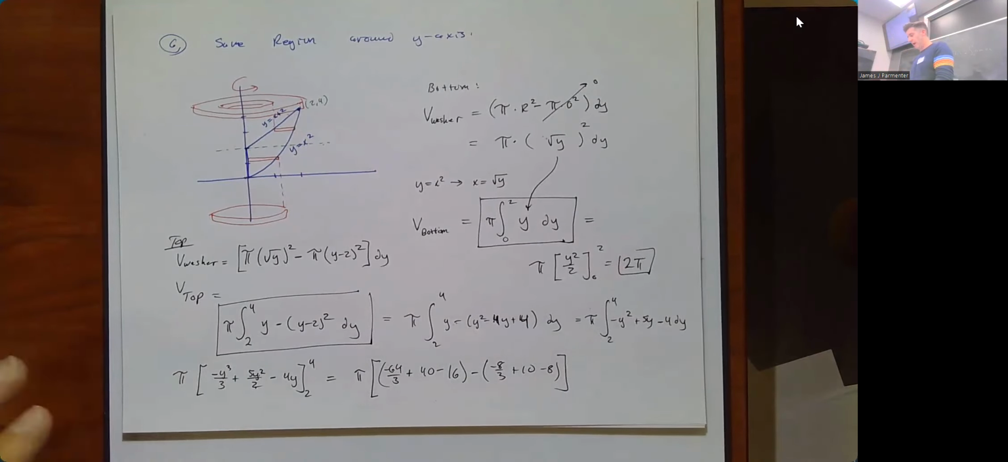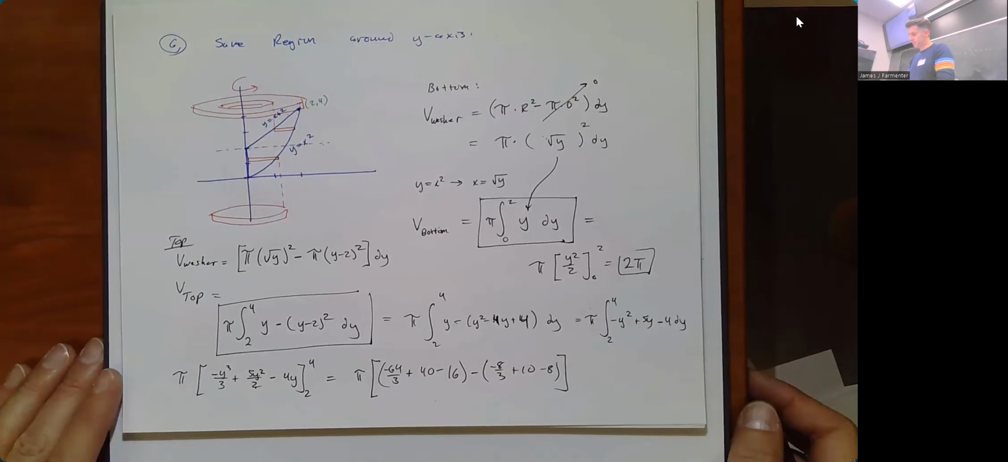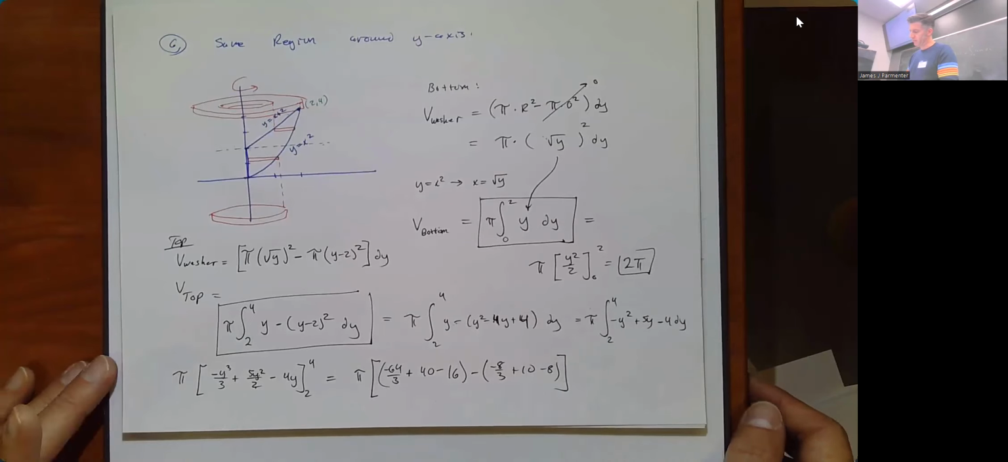Whatever that is, and then you would add that to 2 pi, and that would be your answer. Yeah, it doesn't come out nice. It's too bad. Oh well.